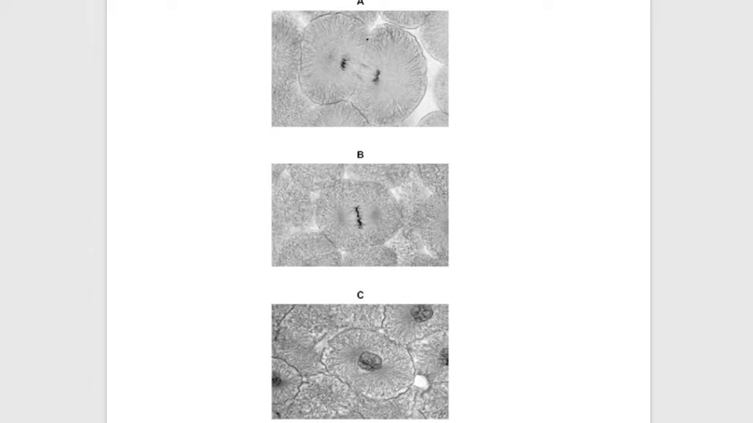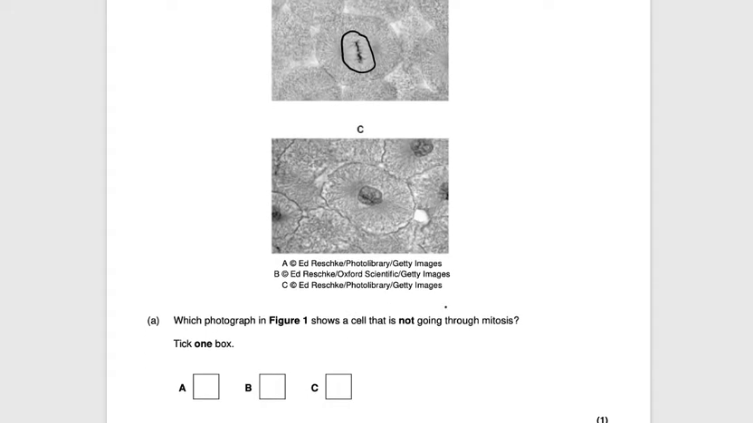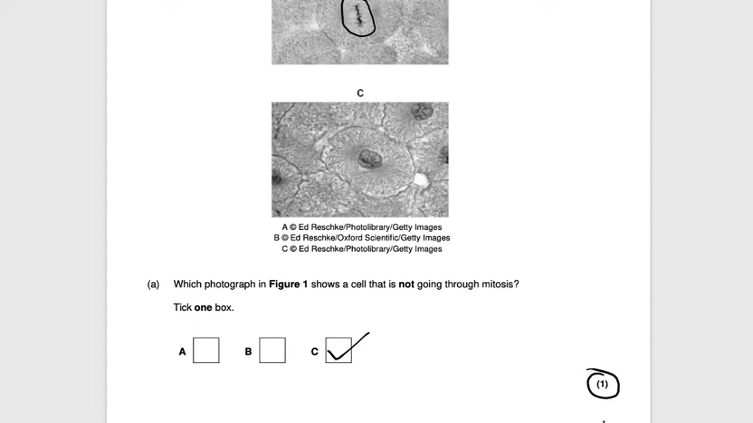In cell A you can see that those 2 cells are splitting apart. In cell B you can see that the chromosomes are lining up in the middle of the cell, and the cell looks as though it's ready for mitosis, cell division, to occur. And in cell C you can't pick out what's happening in cell C. You can just see a normal body cell in cell C. So which figure shows the picture not going through mitosis? It's cell C, because you can pick out that the other 2 are going through mitosis and cell C isn't. Okay, and that will get you 1 mark.